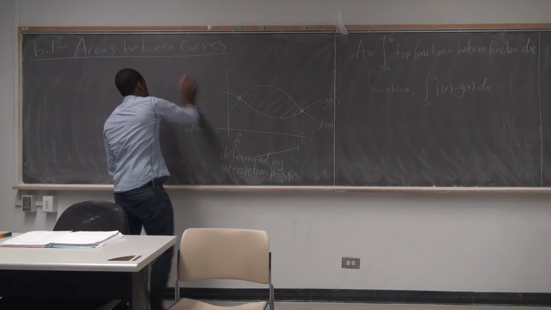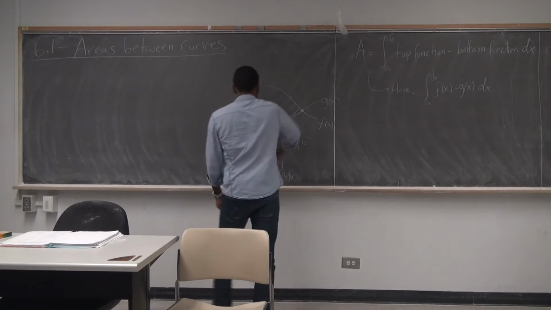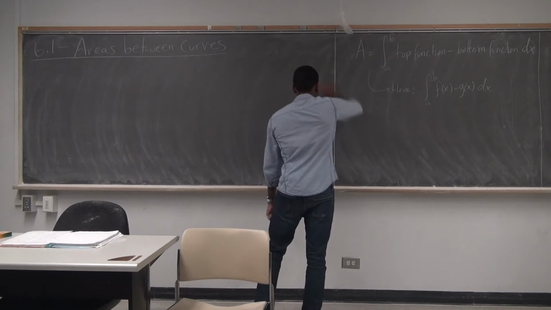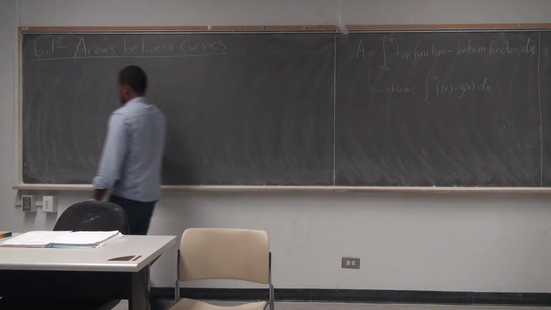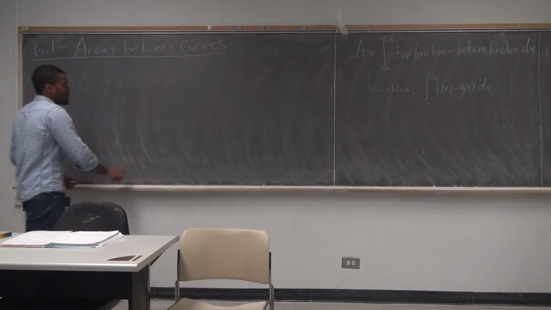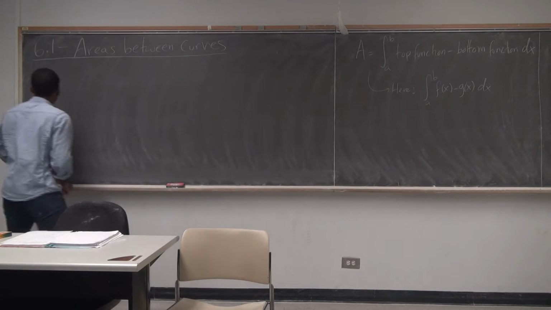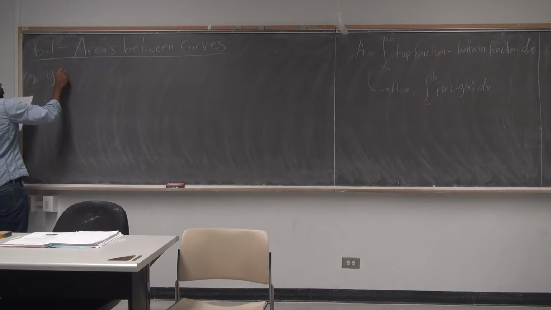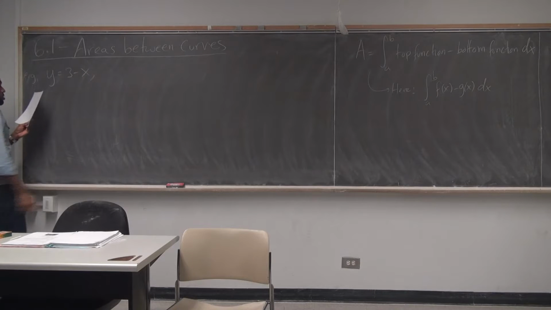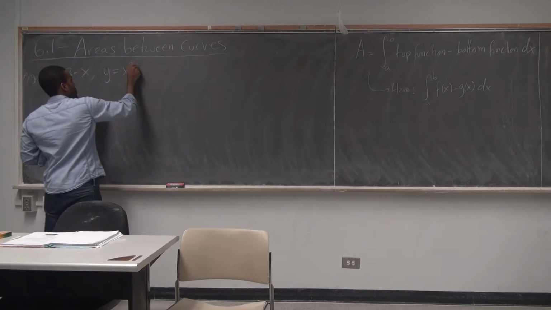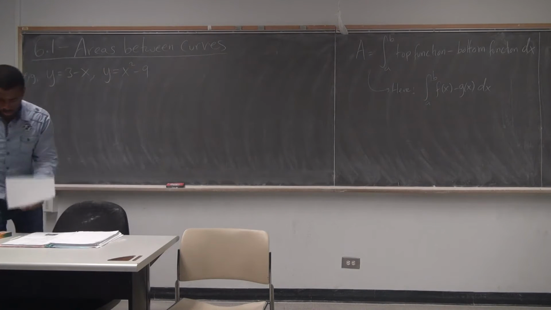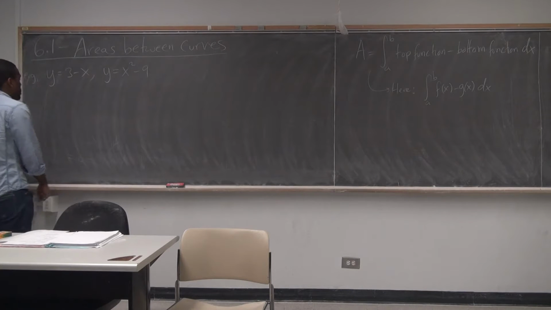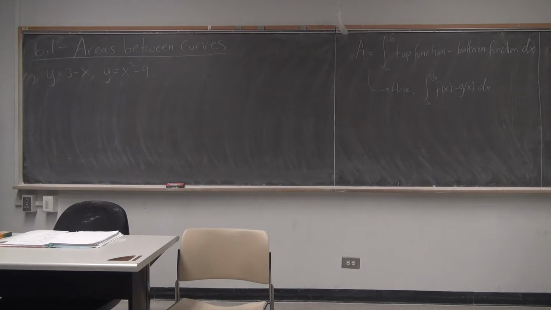Okay. So we did one example, and I wrote several others on the board, which I asked you to work through. So let's go through those and see where we're at. So here, y equals 3 minus x, y equals x squared minus 9. And the question is: find the area bounded by the curves.